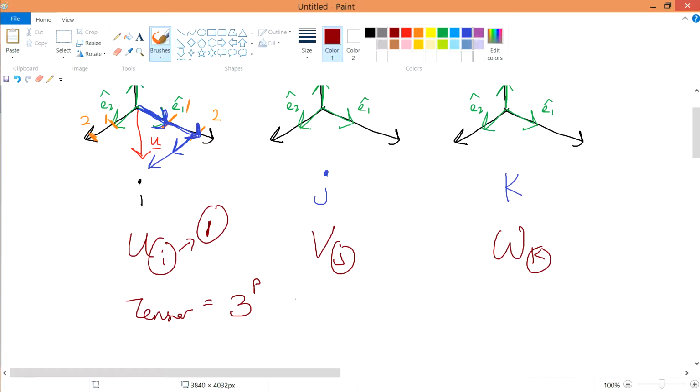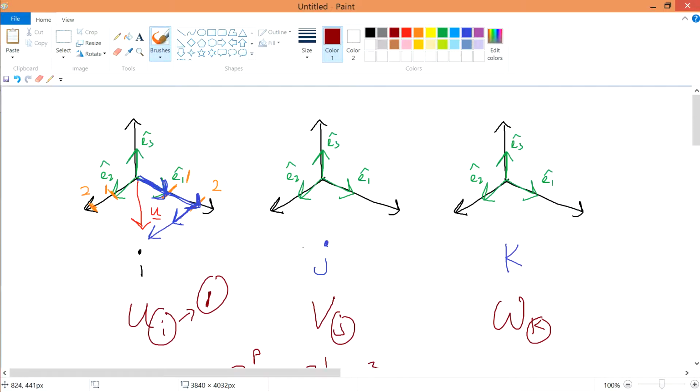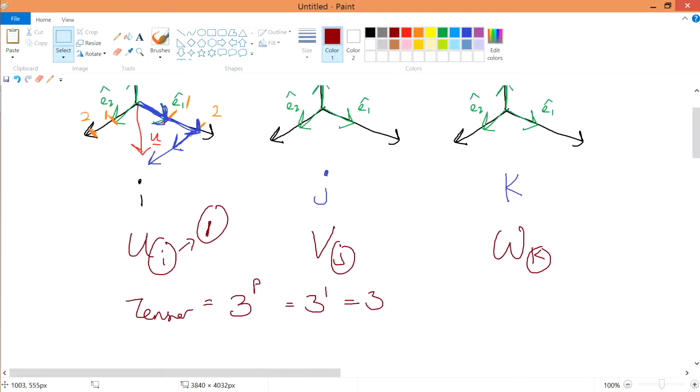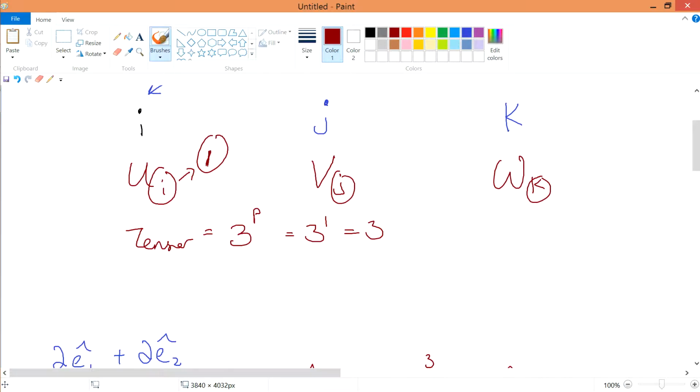If I have one index notation, I have 3 to the power of 1, which equals 3. In this scenario, if I want to represent a 3-dimensional vector, 3 to the power of 1 is simply a vector, which in this case is u1, u2, u3. Simple as that.